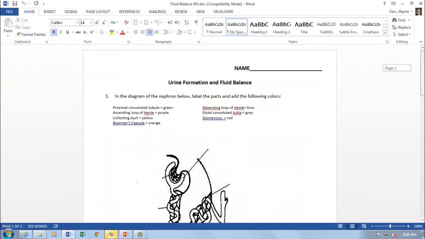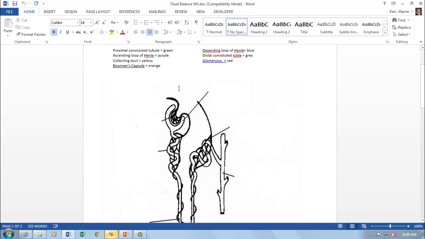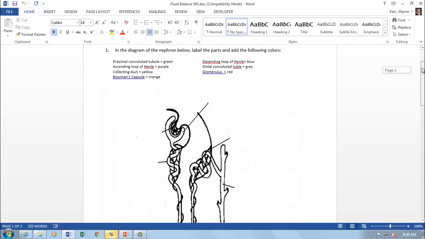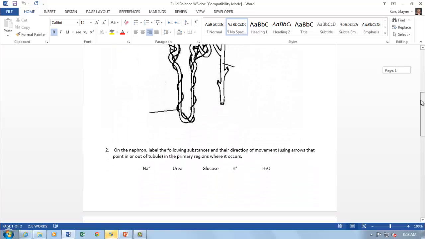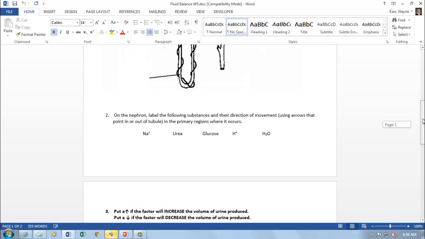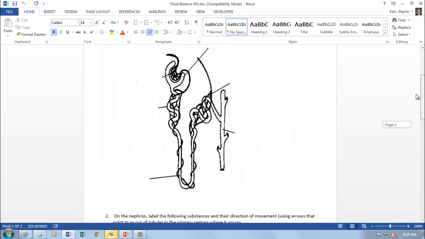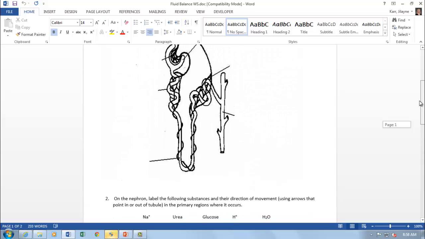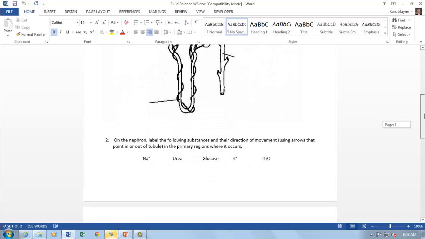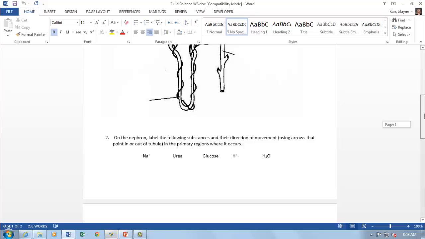Sodium leaves primarily where? What part of the nephron do we say sodium leaves the nephron and goes back to the blood? Ascending limb. And where else? Most of it occurs in the, what's the primary site of reabsorption in this nephron? Proximal convoluted tubule. Okay, urea.